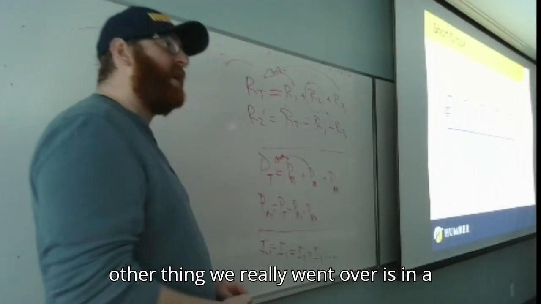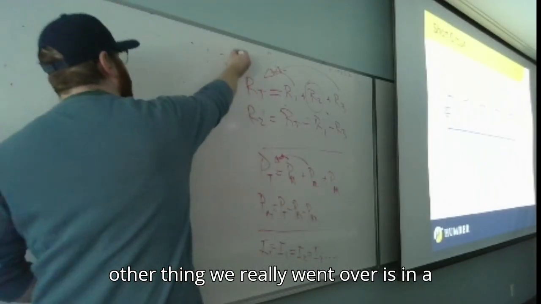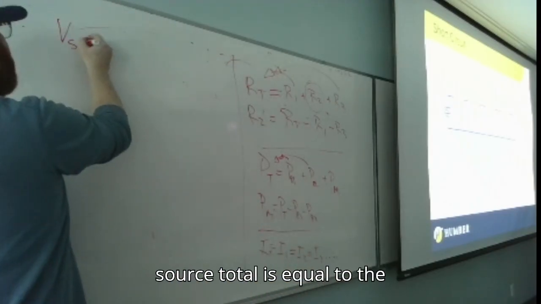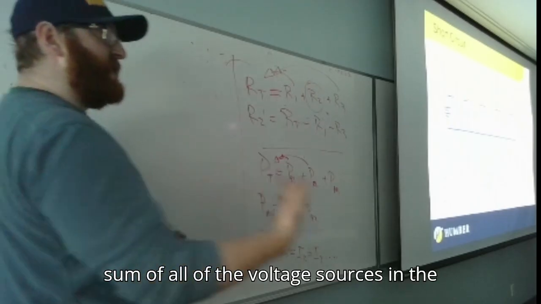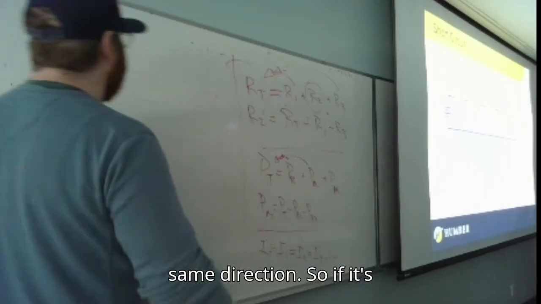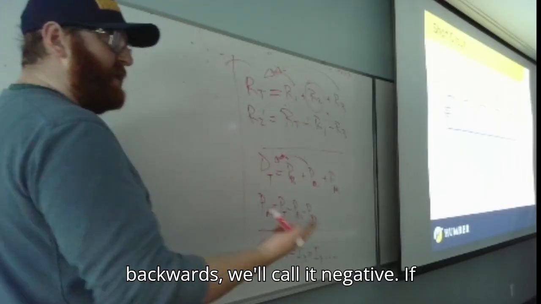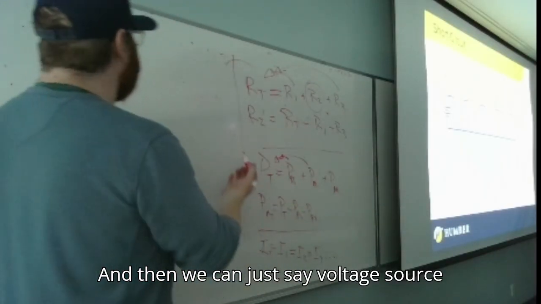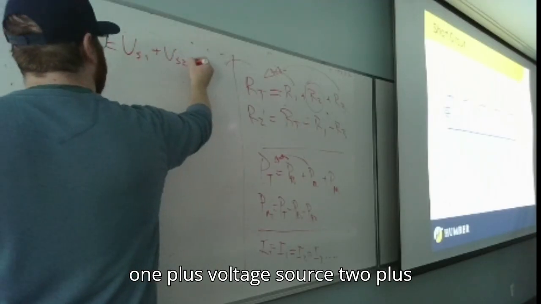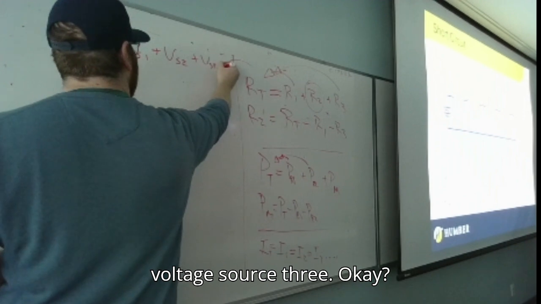I think the only other thing we really went over is in a battery, so voltage source total is equal to the sum of all of the voltage sources in the same direction. So if it's backwards, we'll call it negative. If it's forwards, we'll call it positive. And then we can just say voltage source 1 plus voltage source 2 plus voltage source 3.